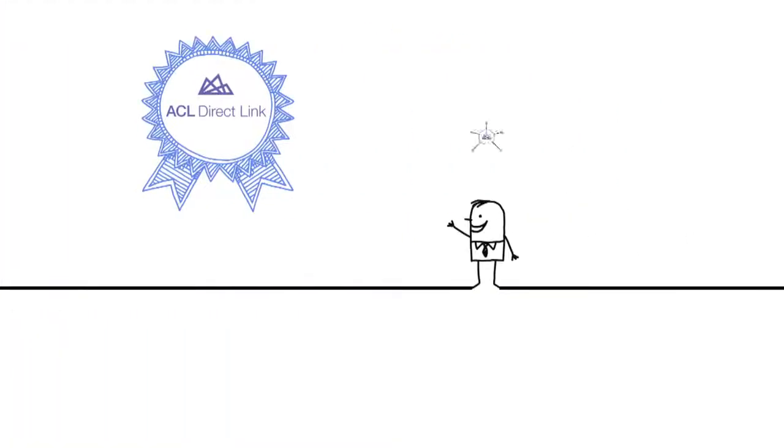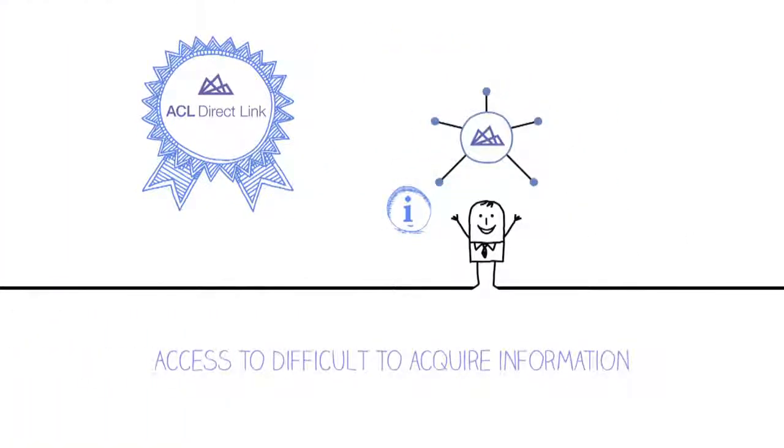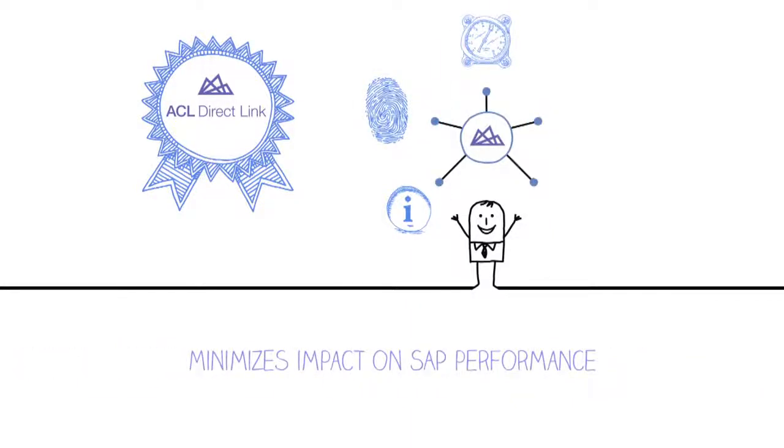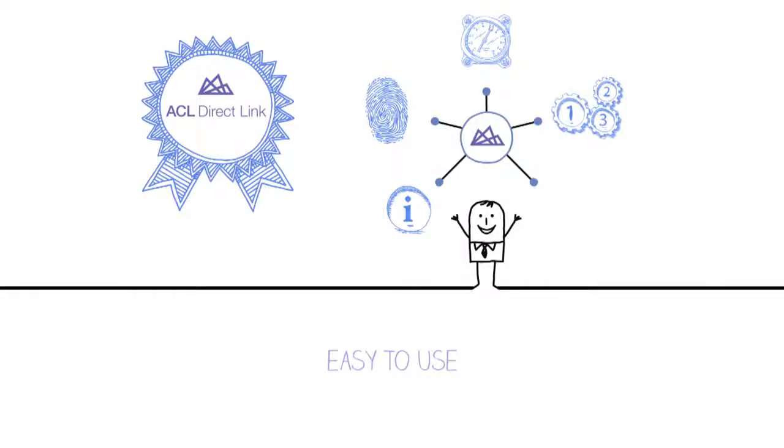In summary, ACL Direct Link provides access to information that is typically very hard to acquire. It's secure and trusted by many, built with features to minimize impact on SAP performance, it's easy to use, and it's powerful.